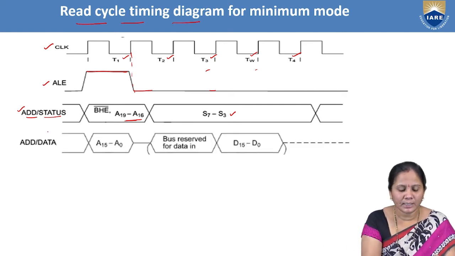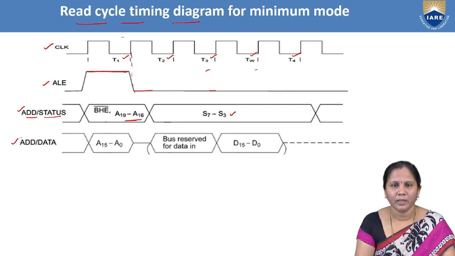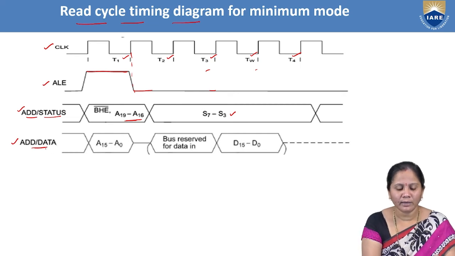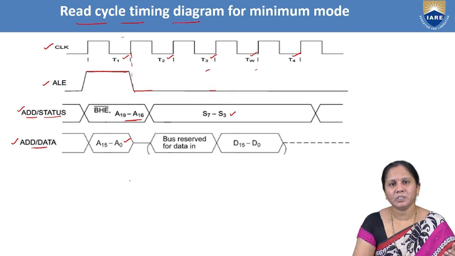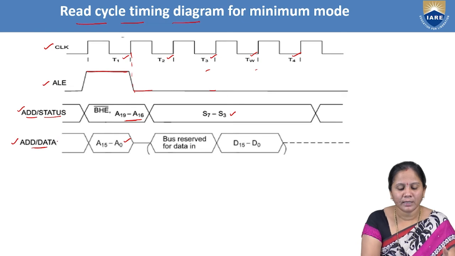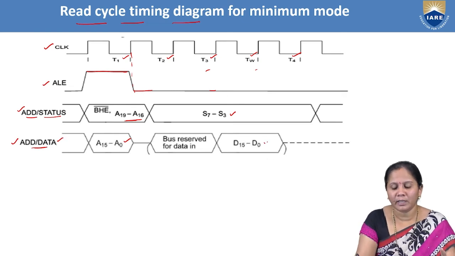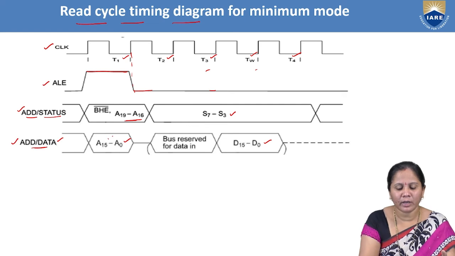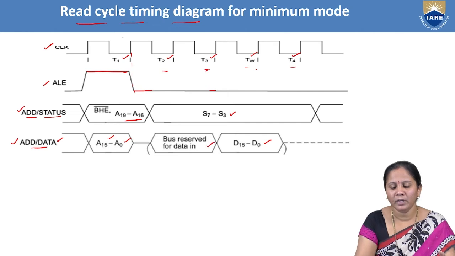And next is about address and data. This is also a combination of address and data multiplexed lines. Only during T1 will the address information be available. The address information will not be available in the remaining T states, whereas the data information will be available in the remaining T states. That means the bus will be reserved to carry the data information. So under T1 only you have the address enabled, whereas under T2, T3, TW and T4 you will have data signals.